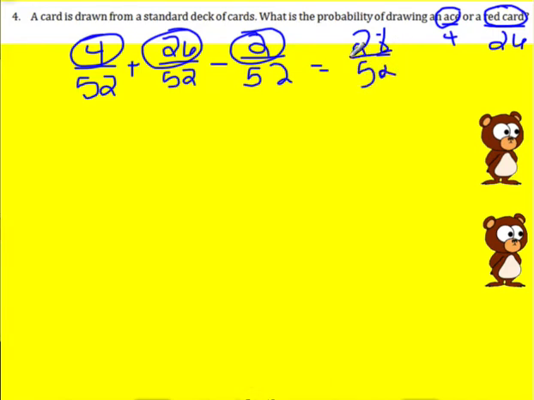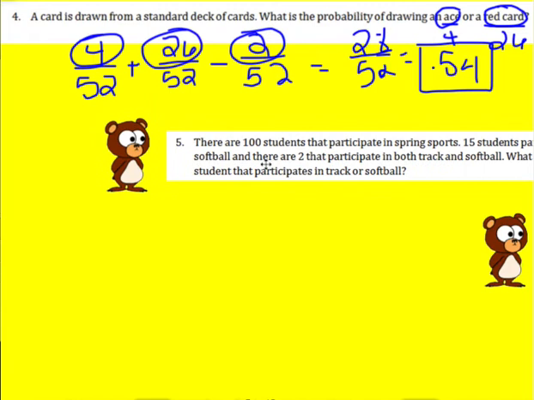Okay, so then what you end up getting is 0.54. So there's a 54% chance that you're going to get an ace or a red card. So let's take a look at number 5.